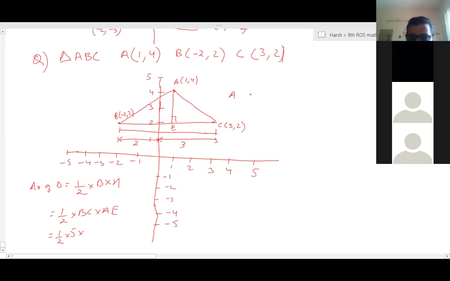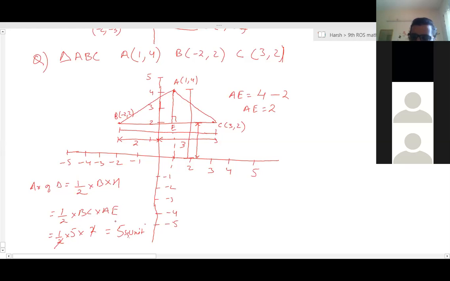What is AE? Can you write it as this height minus this height? This height is what? 4. And this height is what? 2. So what is AE? 2. So we write the area is 5 square units. Square unit, square unit.